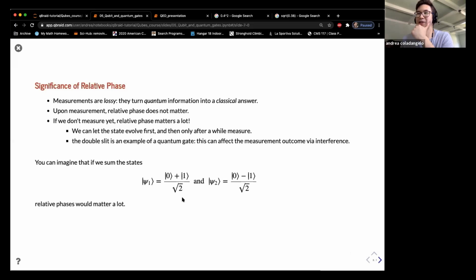Right, particularly if you're thinking of having the state psi1 here, which is 0 plus 1 over square root of 2, interfere with 0 minus 1 over square root of 2, whatever that means, without thinking too much about it. If you sum them up, you can see that the ones would cancel out, the zeros wouldn't. Okay, without thinking too much about what it means to add them up.